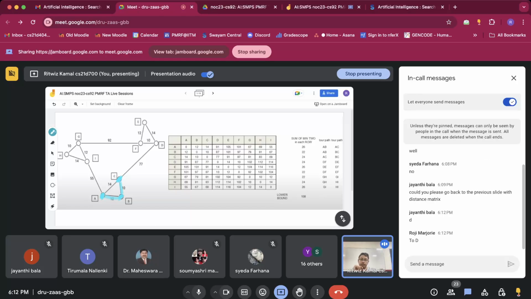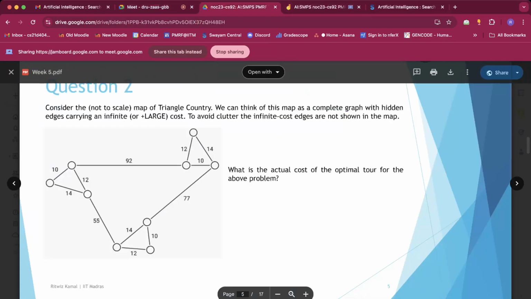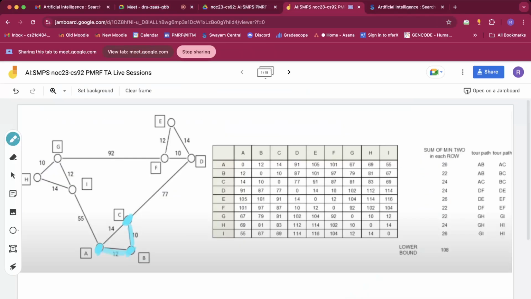D, that's right. Although 14 looks more promising, if we follow that particular path, we'll end up in a cycle, right? And we have to avoid that. So we'll take the path to D with cost 77. And then once we are at D, which direction should we take?